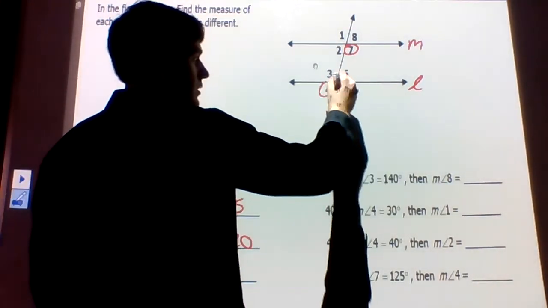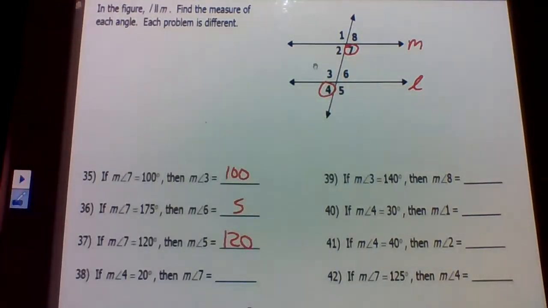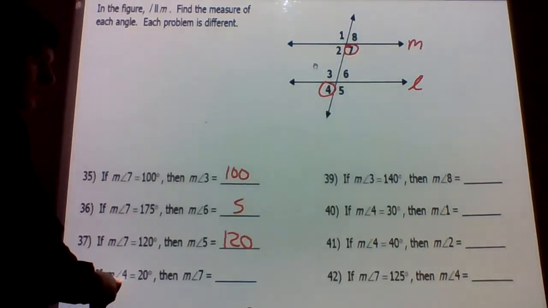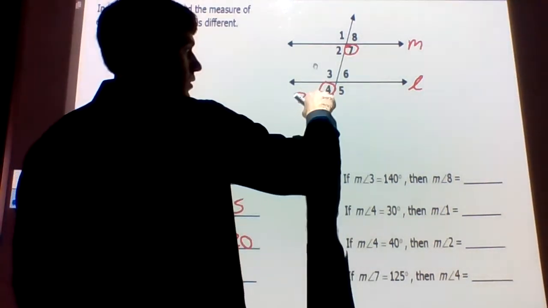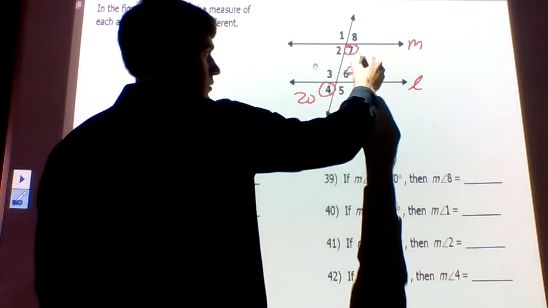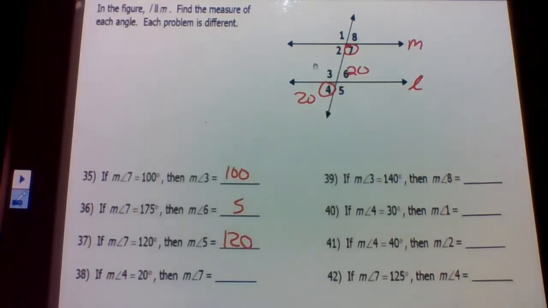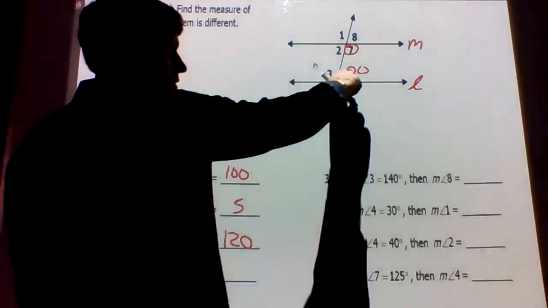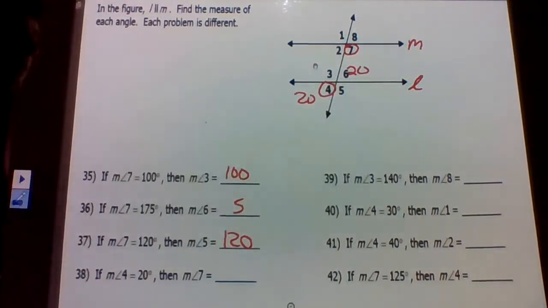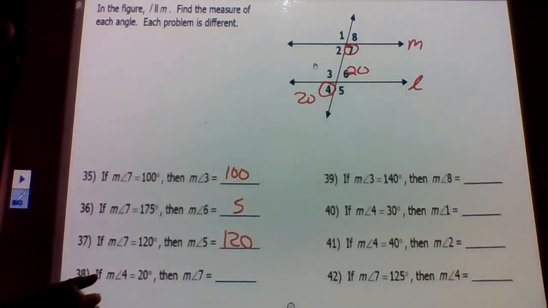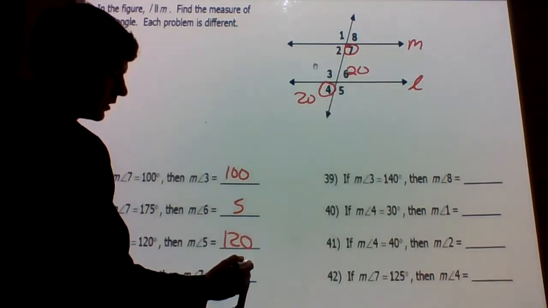Our next one is 4 and 7. We don't have a direct angle pair that relates 4 to 7, so we have to go indirectly. So we know the measure of angle 4 is 20. We know 4 and 6 are vertical. So the measure of angle 6 is also going to be 20. And then we have same side interior angles here. Same side interior angles are supplementary when the lines are parallel. So we're going to do 180 minus 20, which is going to be 160.